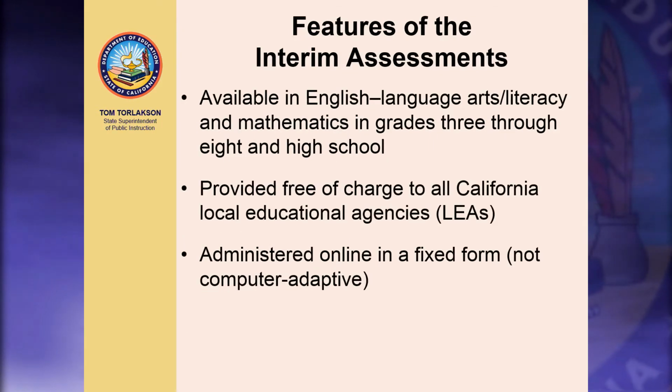The Smarter Balanced interim assessments are available for English language arts literacy and mathematics in grades 3 through 8 and high school. The interim assessments are available to all California local educational agencies at no charge. The interim assessments are all fixed-form tests. They are computer-based, but they are not computer adaptive, and they are administered online using the same secure browser as the summative assessments.